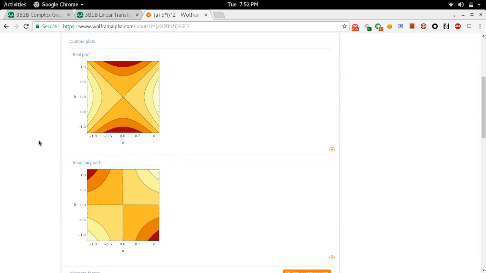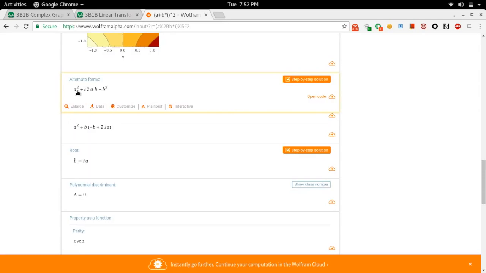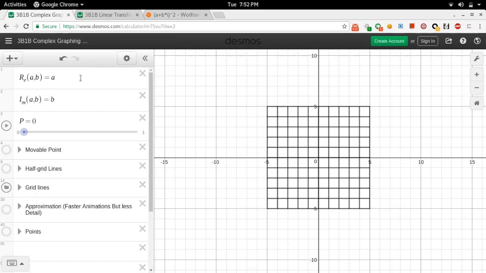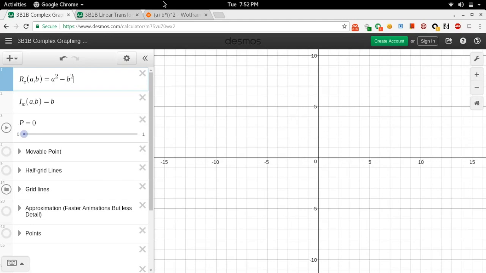But the thing we're interested in is the alternate forms here. We see we have a squared with no imaginary constant, then 2ab with the imaginary constant, and then negative b squared, which has no imaginary constant. So we want to take all the terms that don't have an i as a factor and go back and put those there. The two were a squared and negative b squared, and then we want to go back here, and the imaginary one was 2ab. So we're going to go back here and type in 2ab.